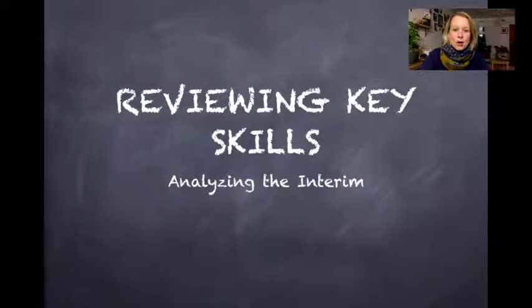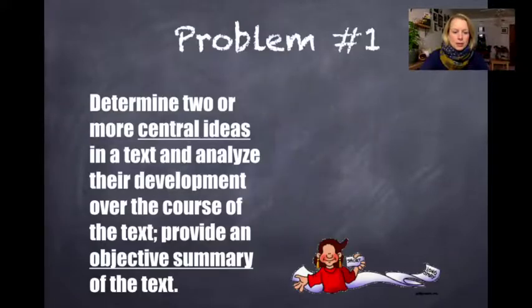In this video, I would like to review key skills from quarter one by analyzing some interim questions. So before we start our reteach sessions, I would like to give you some quick ideas on some important skills that we need to address once more. The problem number one was to determine two or more central ideas in a text and analyze their development over the course of the text, and also to provide an objective summary of the text.